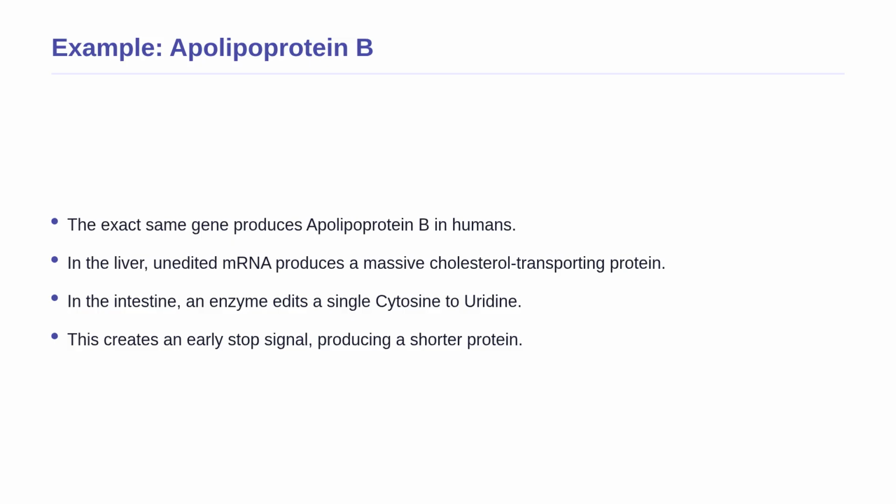However, in the intestine, the exact same messenger RNA transcript encounters a specific enzyme. This enzyme edits a single cytosine base into a uridine base. This tiny change creates an early stop signal during translation. As a result, the intestine produces a much shorter version of the protein, which is specialized for absorbing fats from your diet. One gene, two completely different functional proteins.